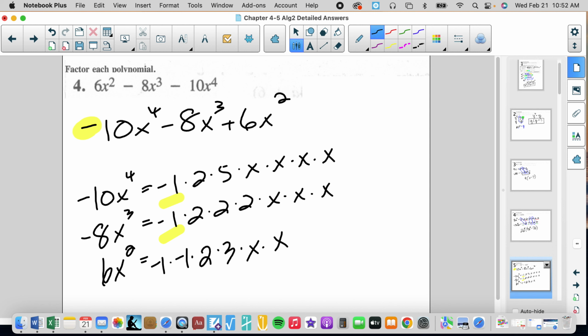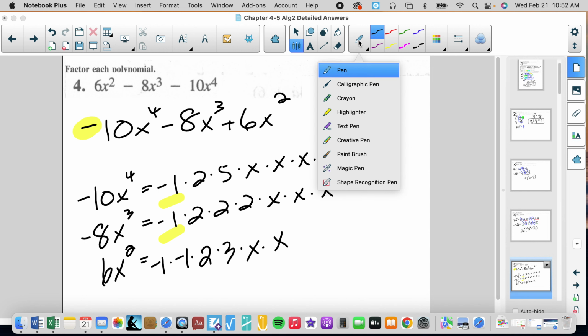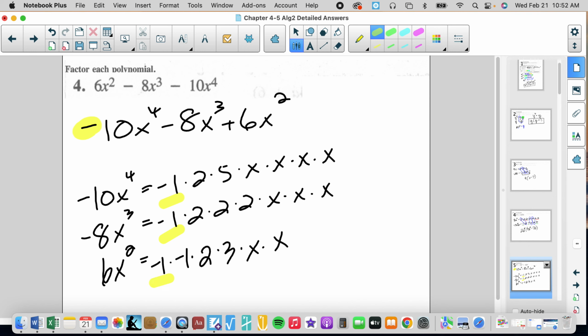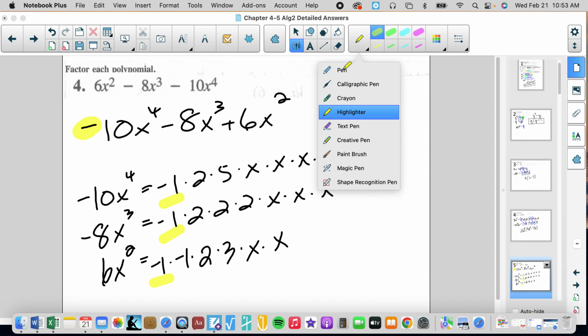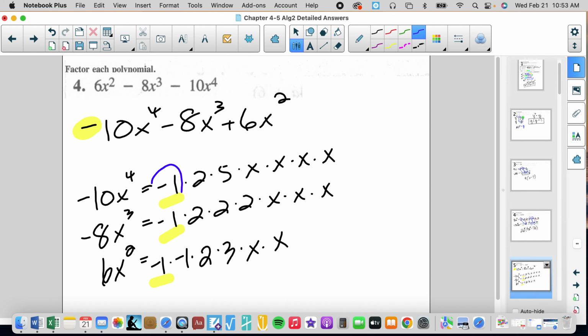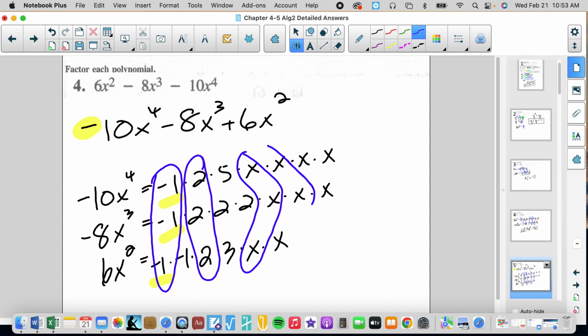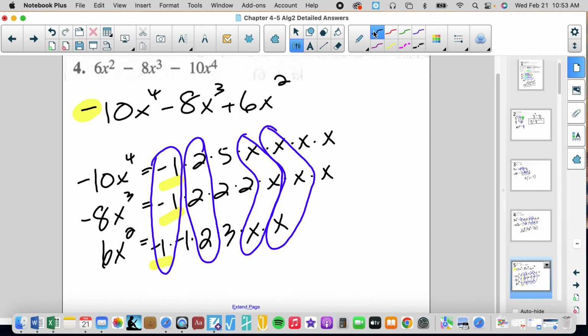Do you see what I did there? If I introduce two negatives, that still makes this term positive 6x squared. And it allows me now to pull out a GCF of a negative 1. So we must pull out a negative. We can pull out a 2. There's only 1, 2. We can pull out an x. We can pull out a second x. So my GCF is going to be negative 2x squared. I have to factor out a negative if it's there.